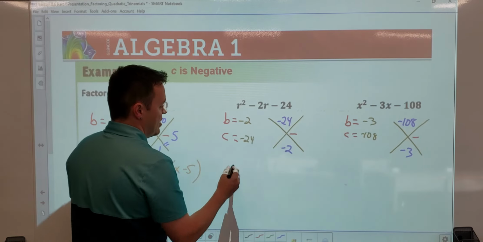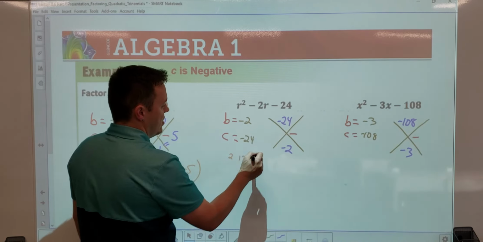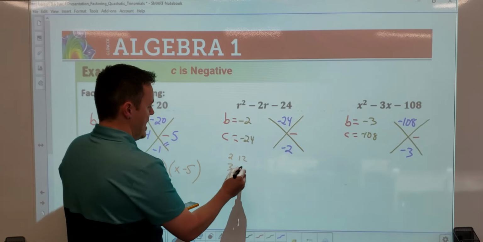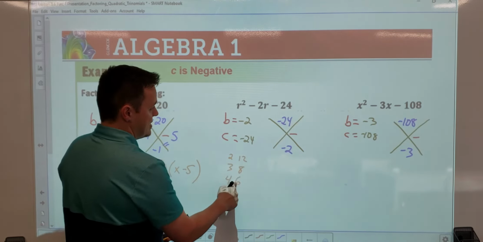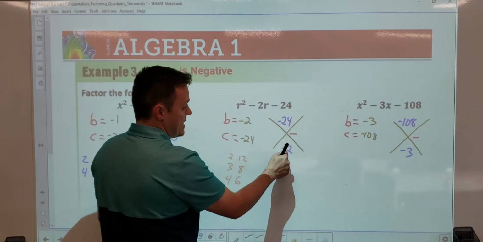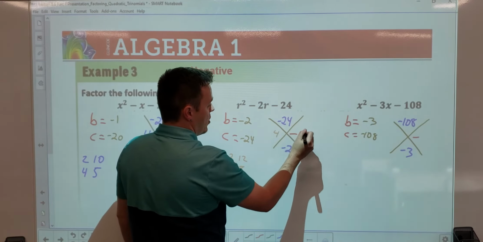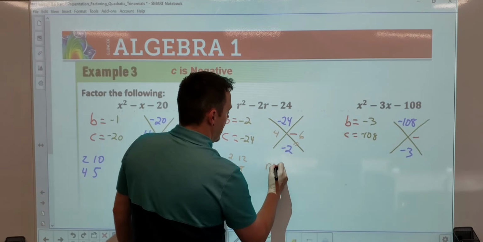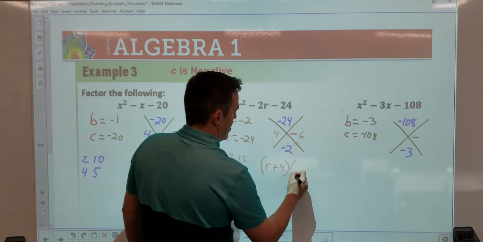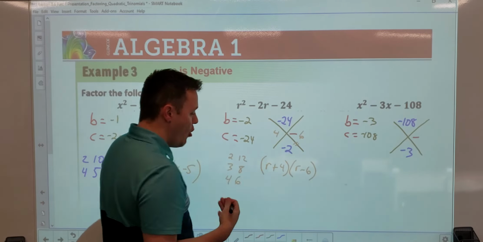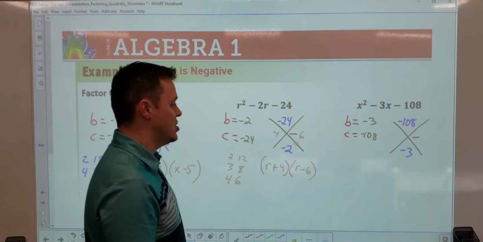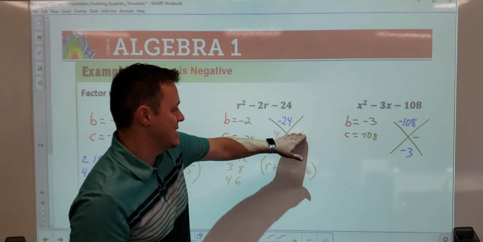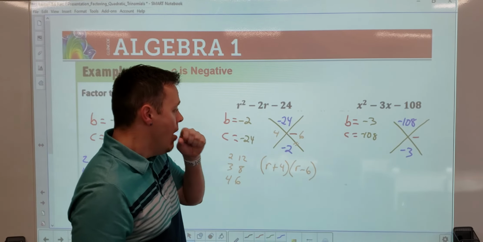Okay, do the next one here. What two numbers multiply together? So we got 2 and 12, make 24. What else we got? 3 and 8, 4 and 6. There we go, 4 and 6. But it's negative, so that means this has to be 4 minus 6 equals what? Negative 2. So we know we got r plus 4 and r minus 6. Hopefully you guys are understanding this topic and seeing how we're doing this. Multiply, add. 4 minus 6 equals negative 2.